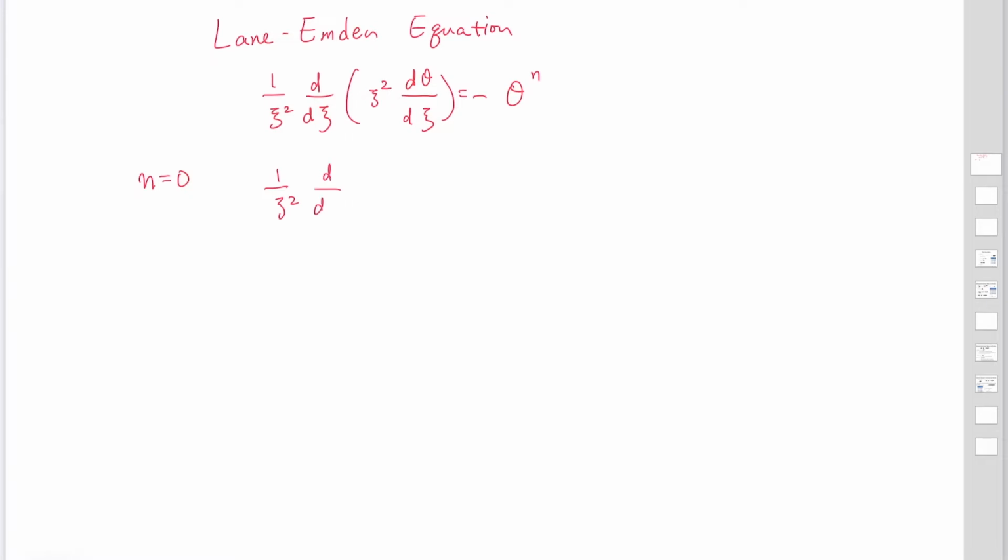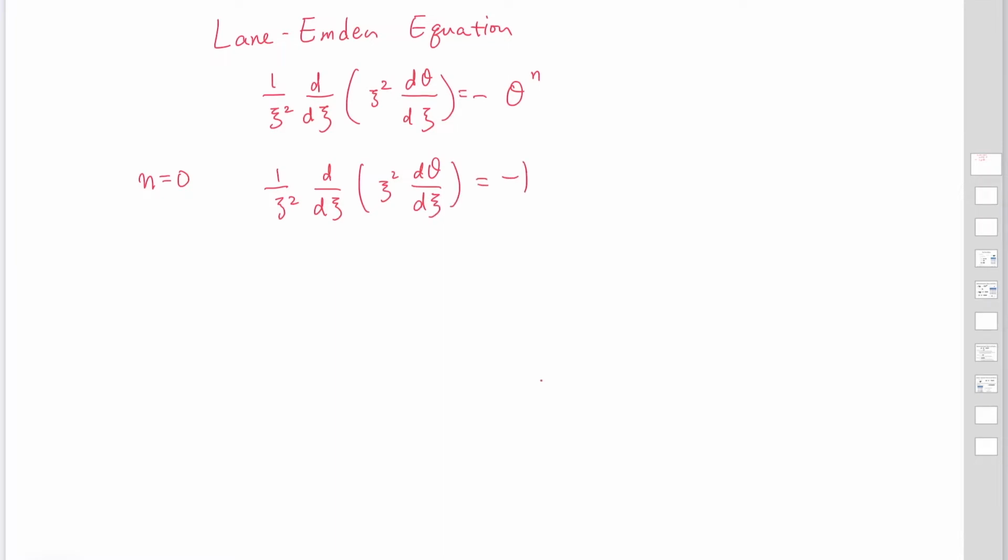The Lane-Emden equation is expressed as 1/ξ² d/dξ (ξ² dθ/dξ) = -θ^n. We just only consider a very simple case, n equals 0. The equation becomes 1/ξ² d/dξ (ξ² dθ/dξ) = -1.